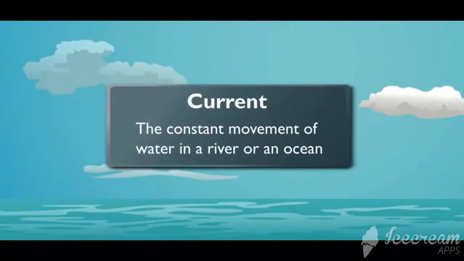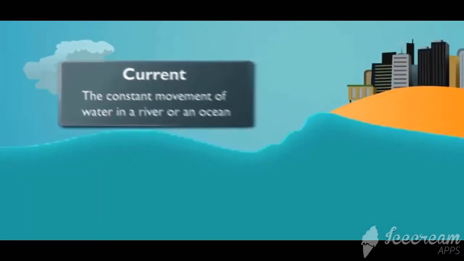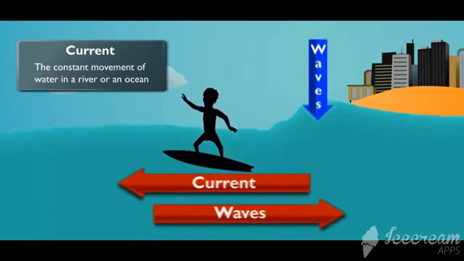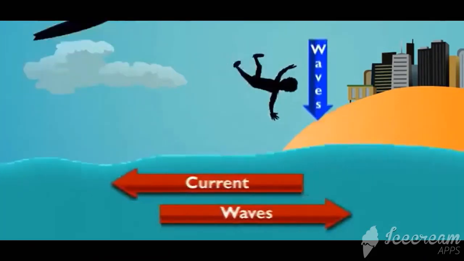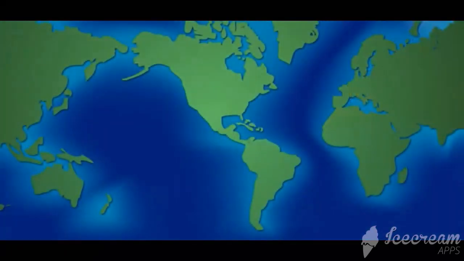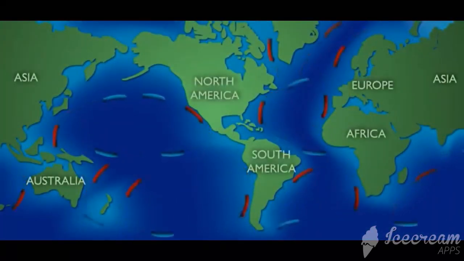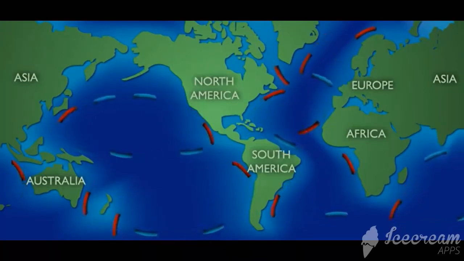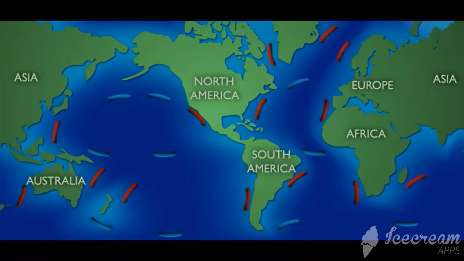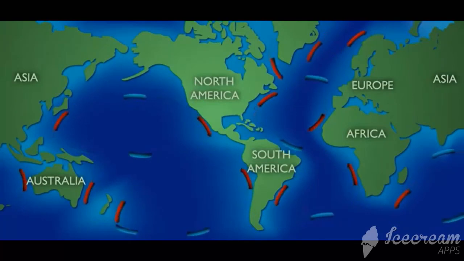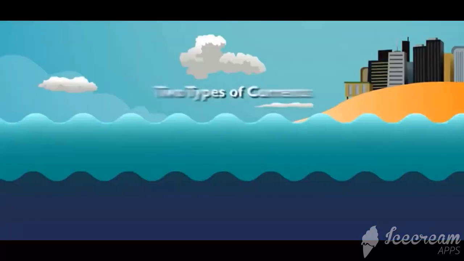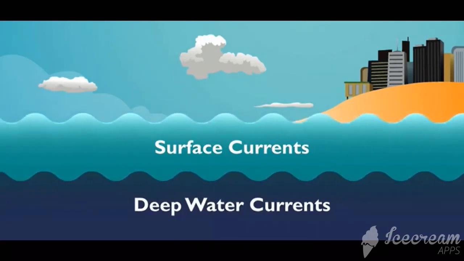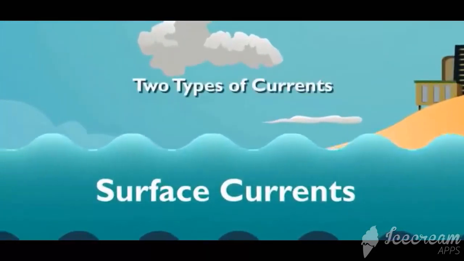Nope. The push is the current. A current is the constant movement of water in a river or ocean. So the waves and currents work together. No wonder I couldn't stand. It was 2 against 1. Yeah, currents are pretty powerful too. And unlike waves that just go up and down, a current moves in giant circles. Currents sound kind of tricky. Well, they can be. There are actually 2 different types of currents: surface currents and deep water currents. What you felt was a surface current.